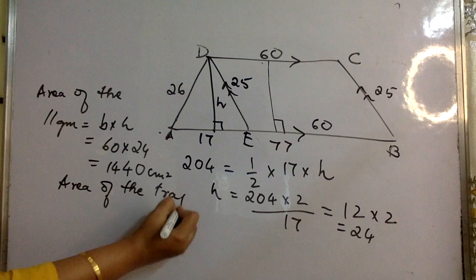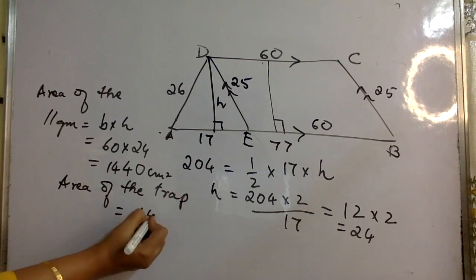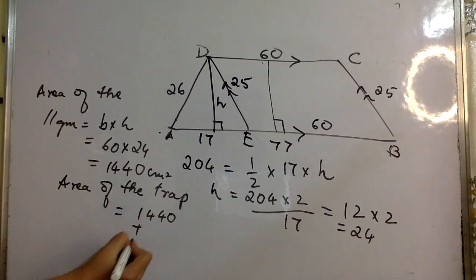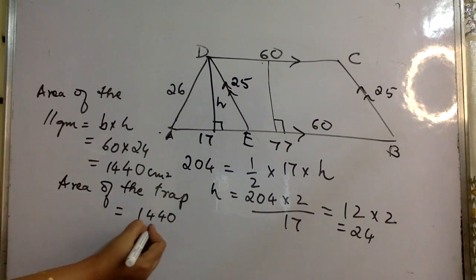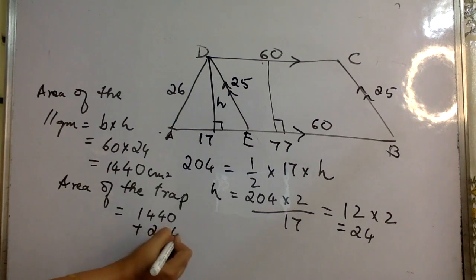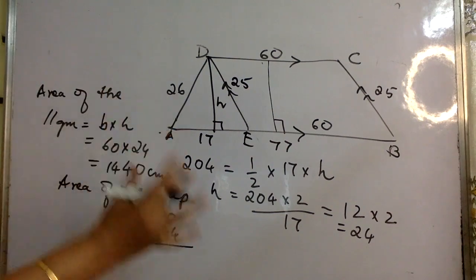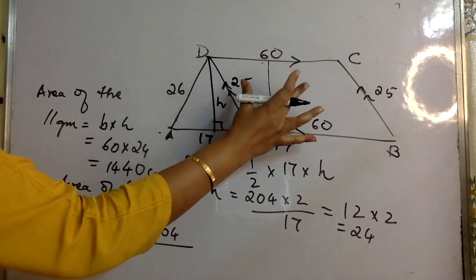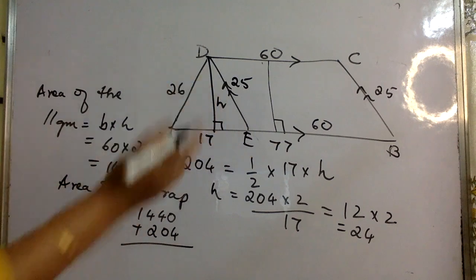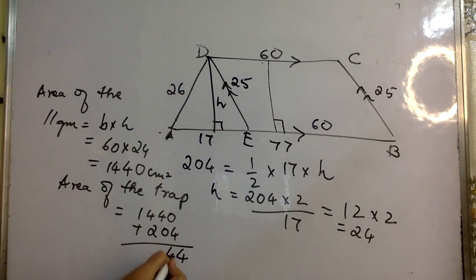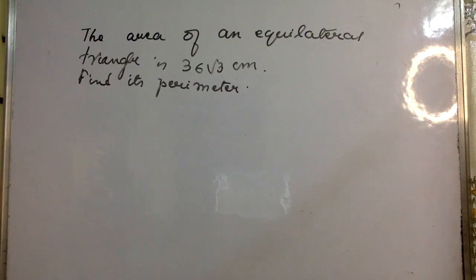Come to the area of the trapezium. 1440 plus the area of this, which is 204. Yes, so area of this triangle we have to add. So final area of the trapezium is area of the parallelogram plus area of this. So that comes to 1644 centimeters square. This is my final answer.